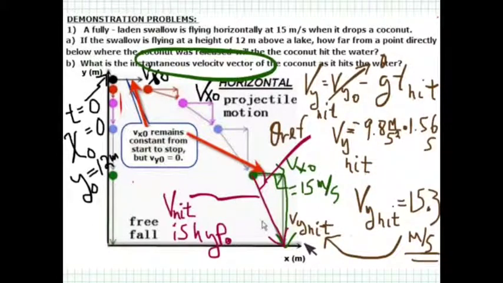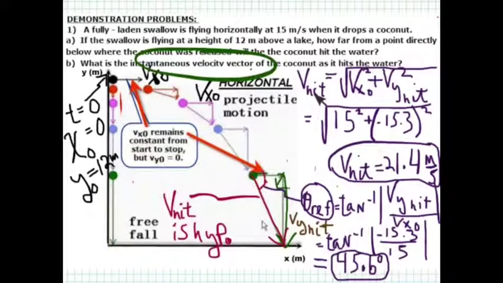Vy hit is found using the equation Vy hit is Vy naught, which is 0 since it's a horizontal projectile, minus the acceleration of gravity times t hit, which we found to be 1.56 seconds. This gives us a Vy hit, it's actually negative 15.3 meters per second. We now know both sides of this right triangle and can solve for the hypotenuse, which is the speed that it hits, and then the reference angle, the angle below the horizontal that it hits.